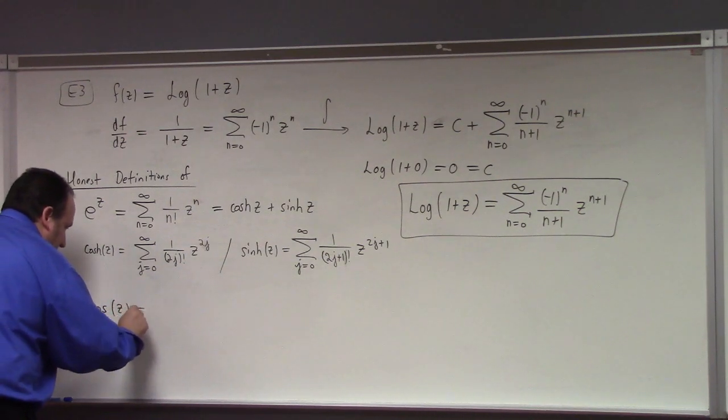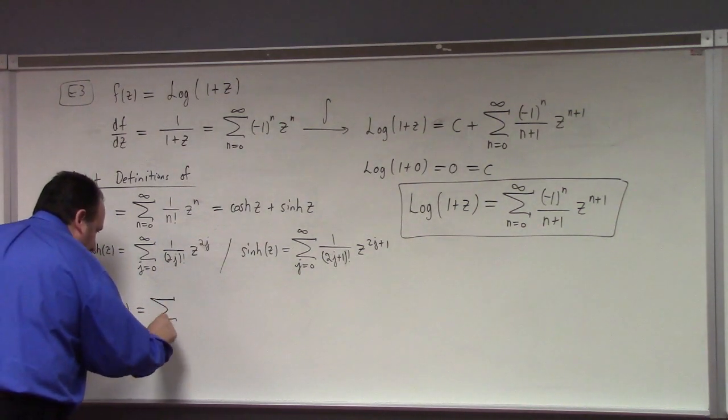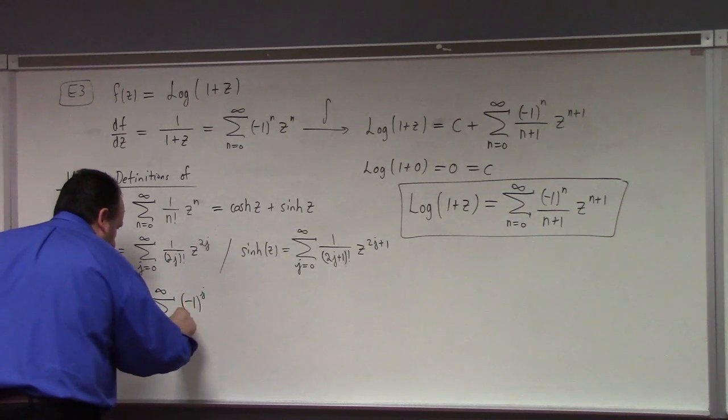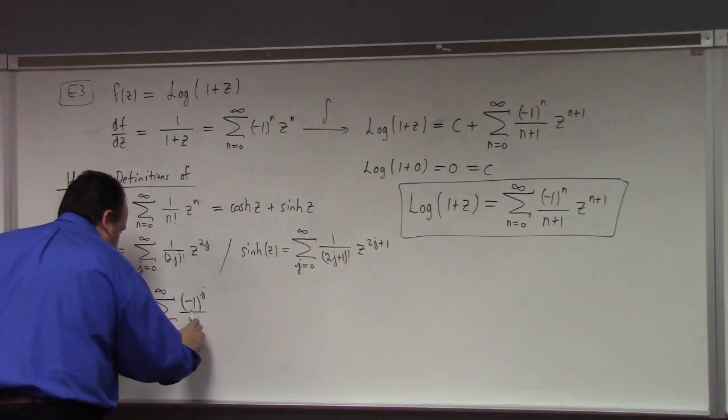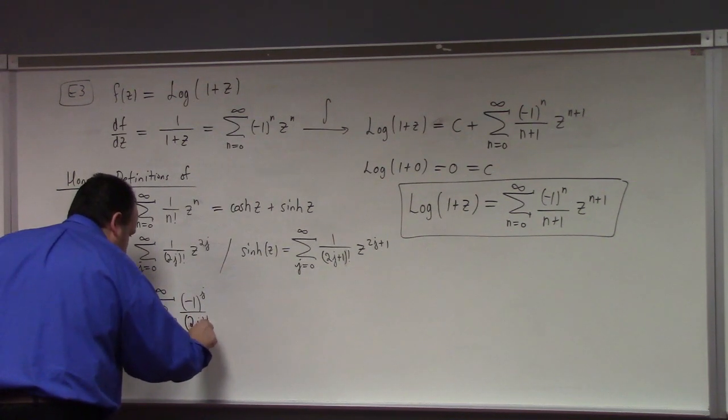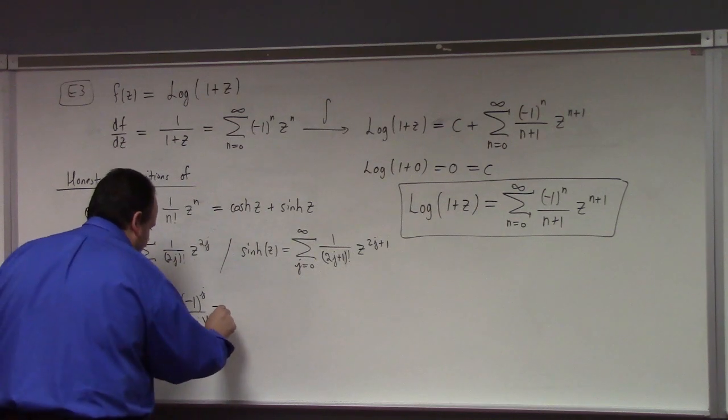Well, we've also got cosine. Cosine of z, same formula, but what's the difference? We do (-1)^j over (2j)!. And for you electrical engineers in here, my apologies, but j is an index. It is not square root of minus 1, despite what you've been told.